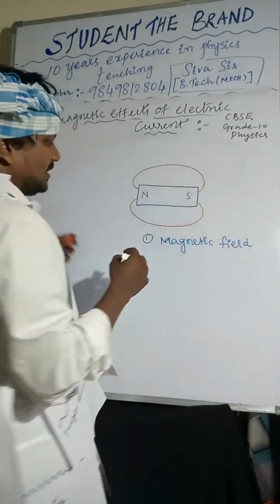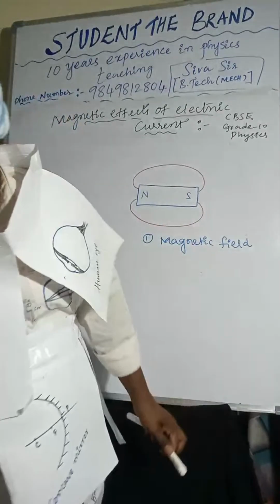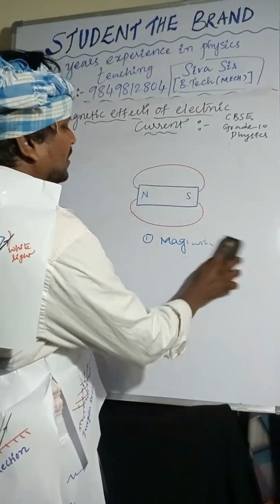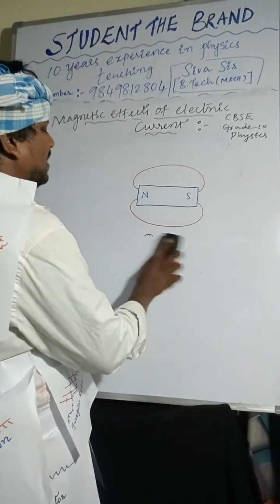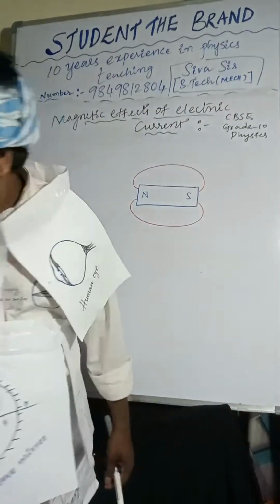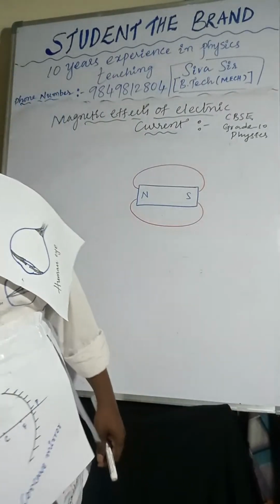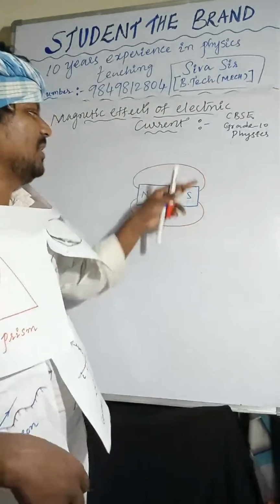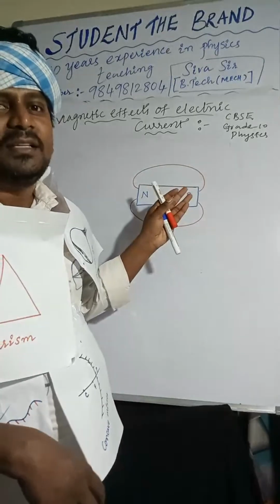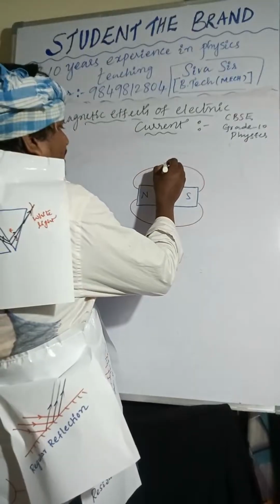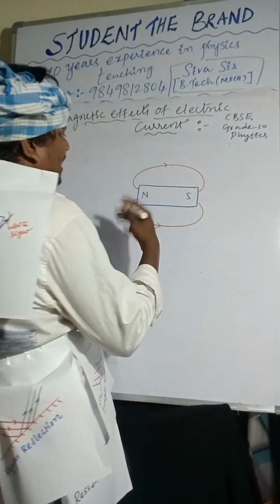And reaches to the south pole. Magnetic field starts from north and reaches to south pole. If you are considering it like this, the magnetic field will be starting from, or emerging out from, the north and merging at the south pole. So as I said, the direction of the magnetic field will be from north to south.